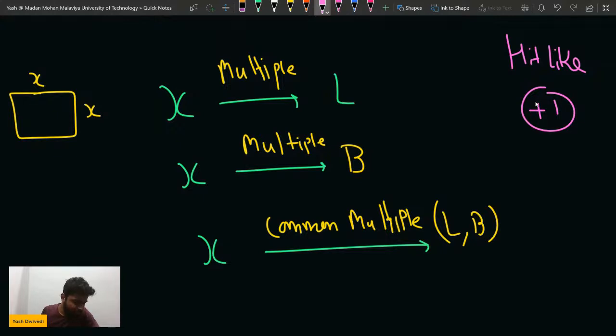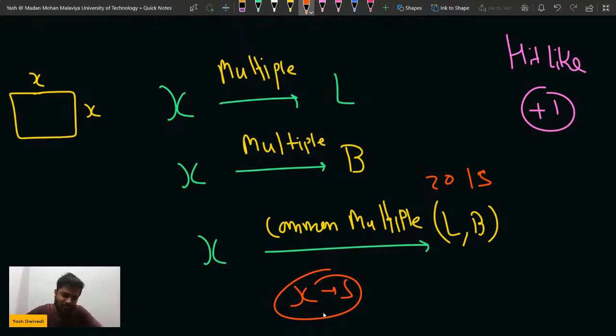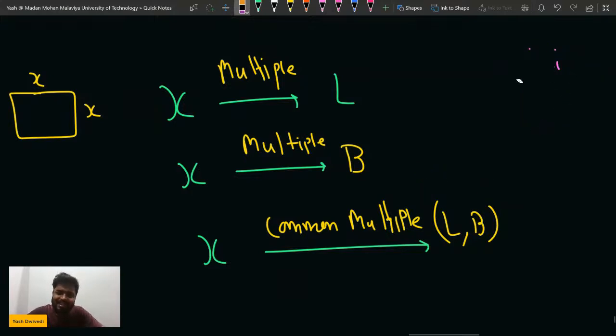If x is smaller than L or B, then it is a factor. Yes, it is a factor, Rishit. If let's say L is 20 and let's say B is 15, then maybe X can be 5 also, right? Because 5 is a factor of 20 and 15 both.